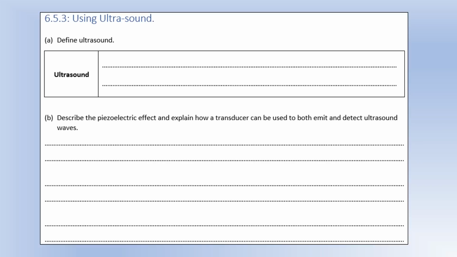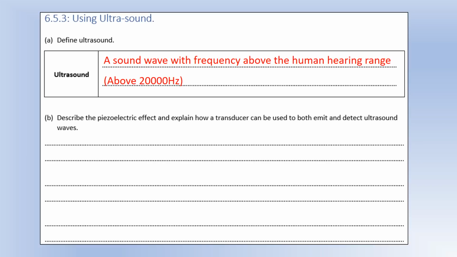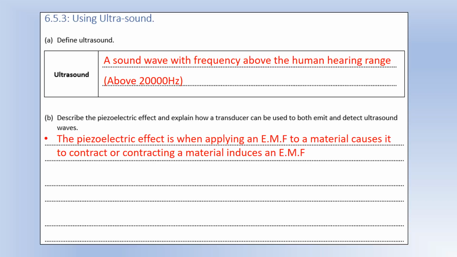So first off, what do we mean by ultrasound? Well, a sound wave with frequency above the human hearing range, which for the average human is about 20,000 hertz. It gets a bit smaller as you get older, but that's how we define ultrasound. And an ultrasound emitter and detector uses the piezoelectric effect. So let's first explain what that is.